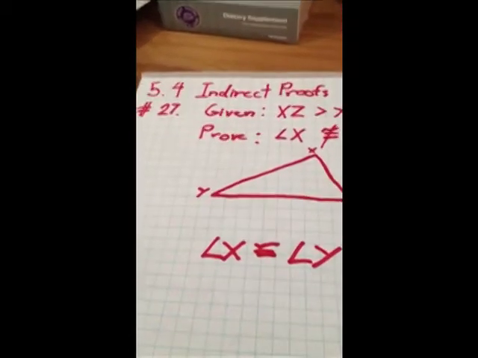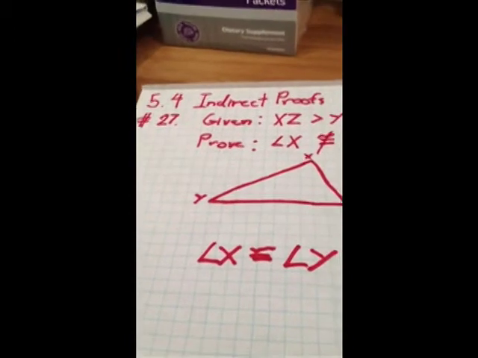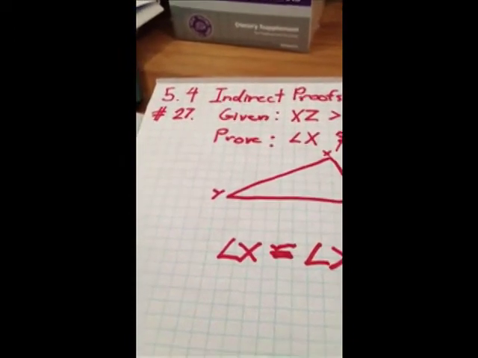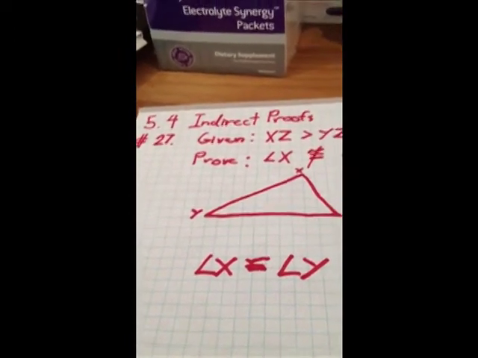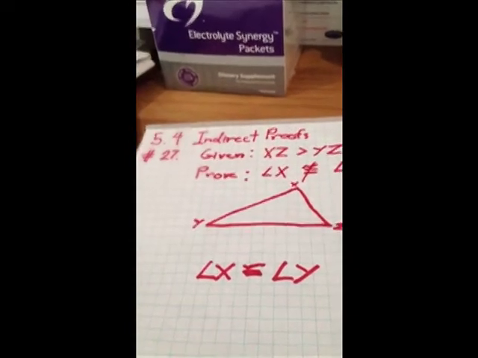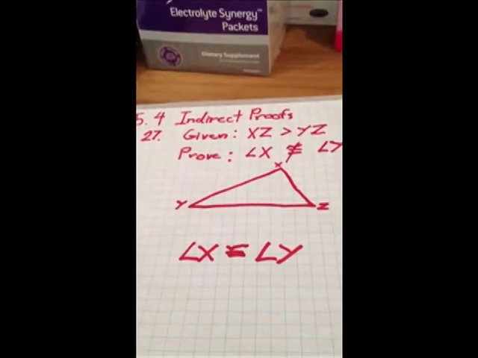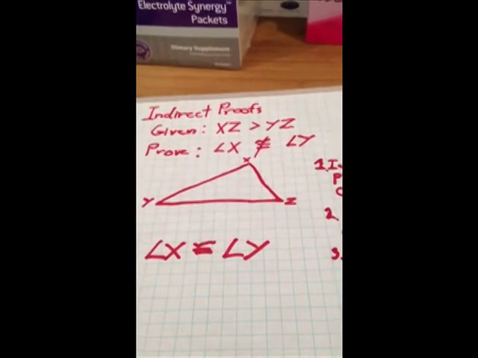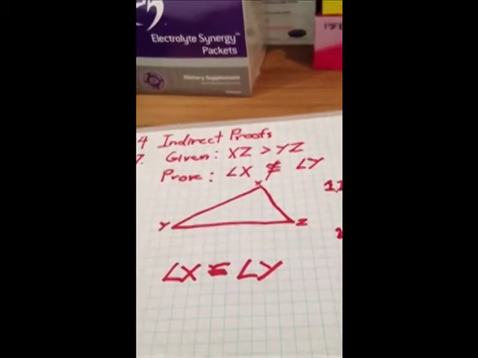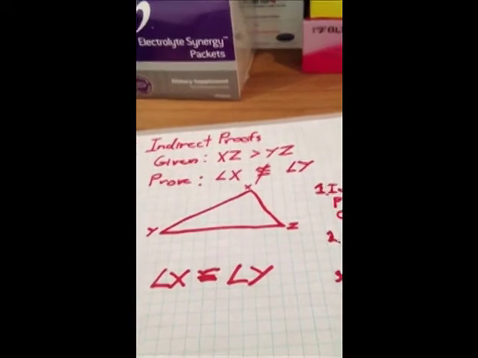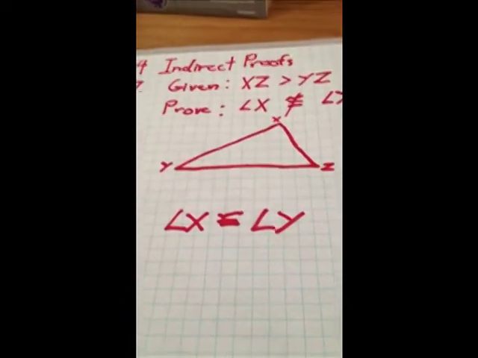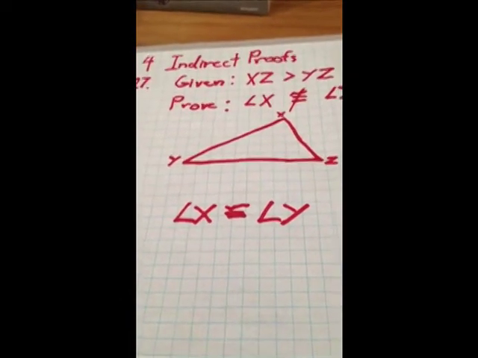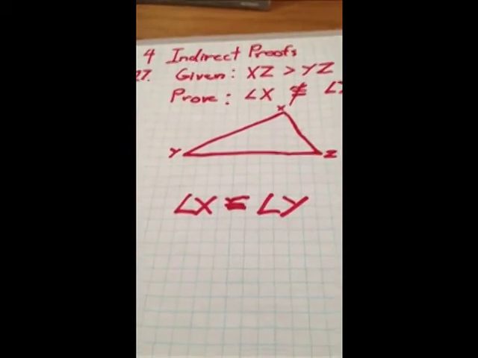Now, for this problem, number 27 in section 5.4, all you have to do is apply the steps. First, we identify the proof, and that is angle x is not congruent to angle y. And then we just contradict that, and I did that down there. And that is angle x is in fact congruent to angle y.